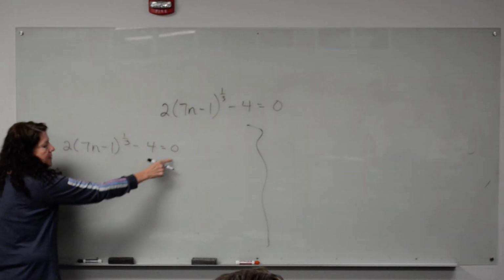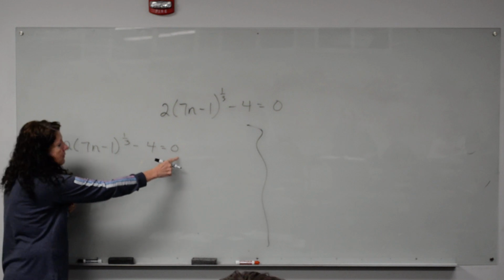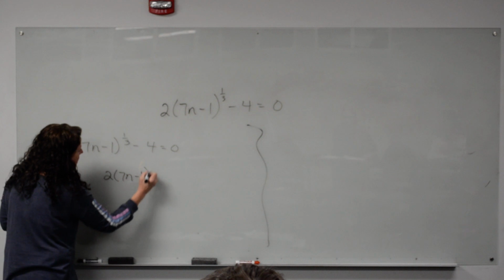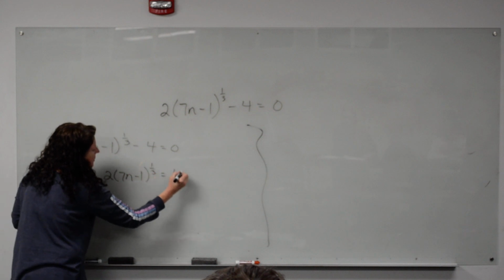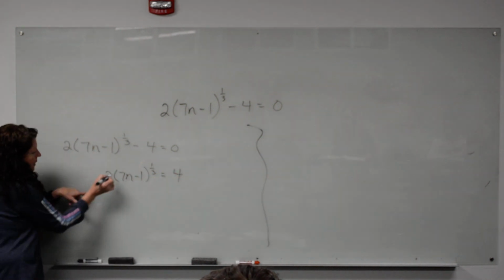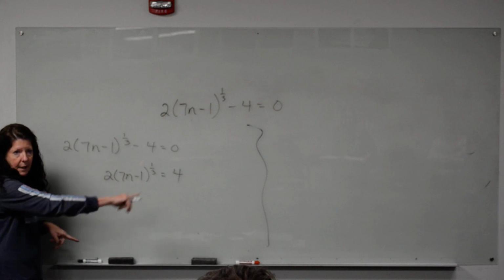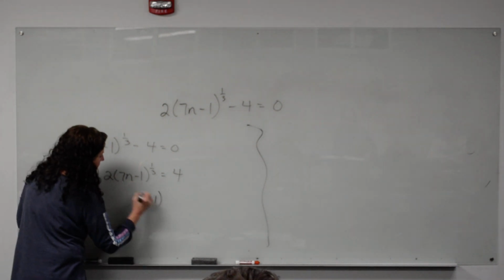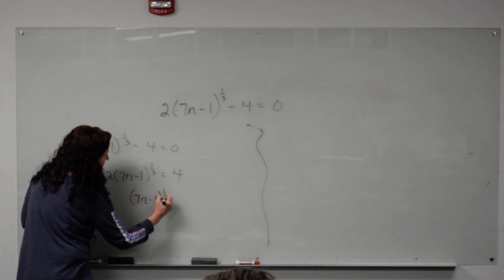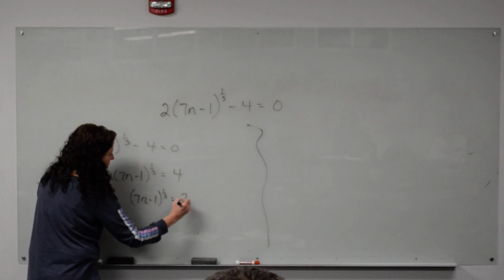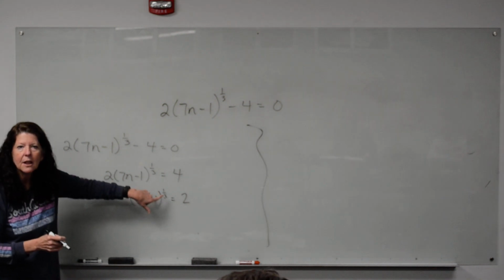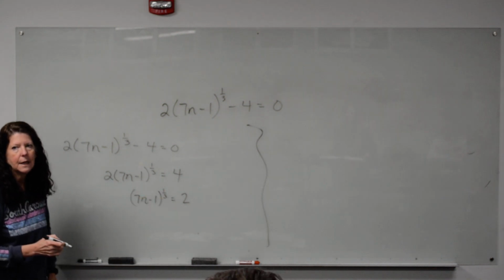First thing I'm going to do is take 4 to the other side. So I have 2 times (7n minus 1) to the 1/3 power equals 4. The 2 is multiplied by that, so I can divide both sides by 2. So I have (7n minus 1) to the 1/3 power is equal to 2. I want to get rid of that. I want to make that 3 over 3 to get rid of it.